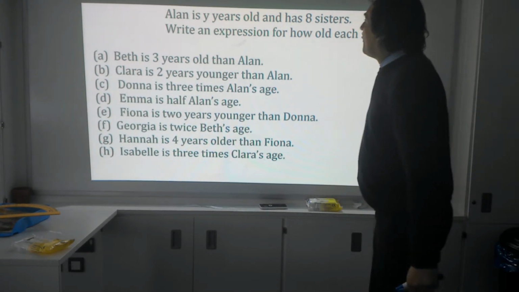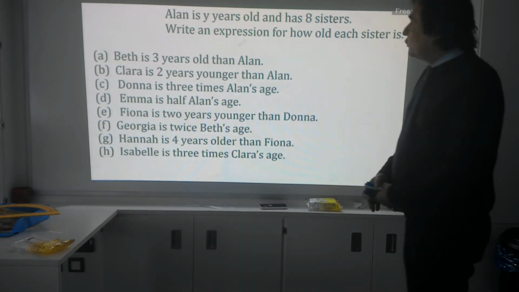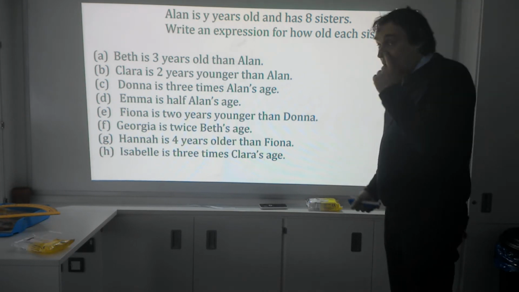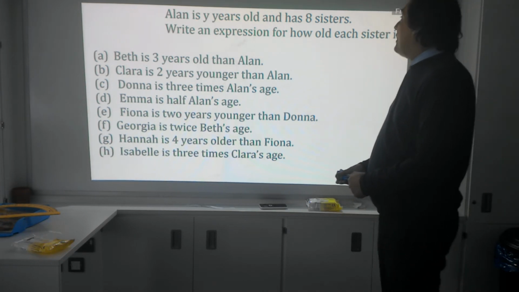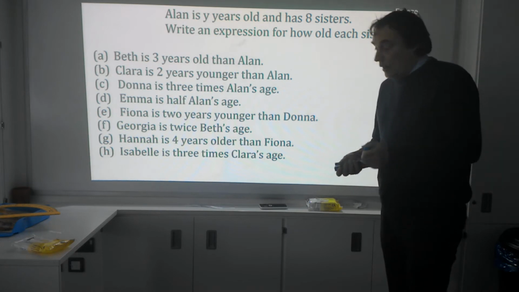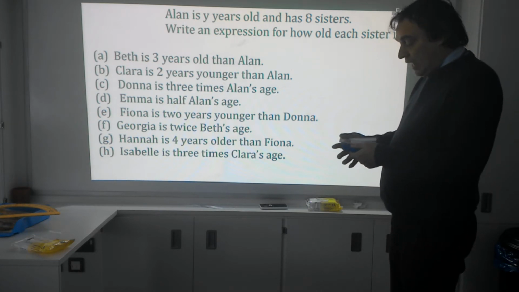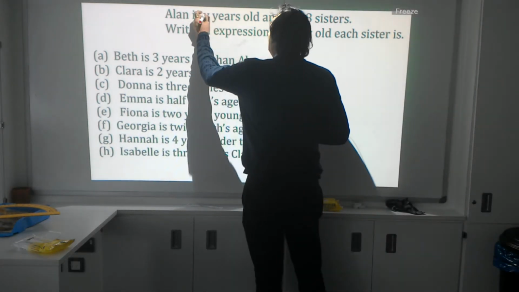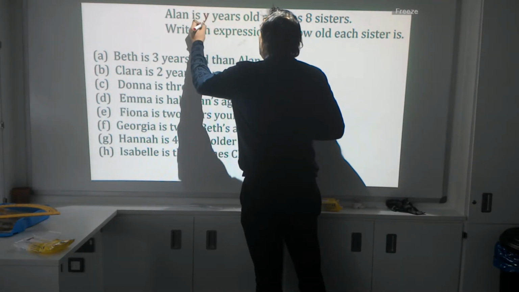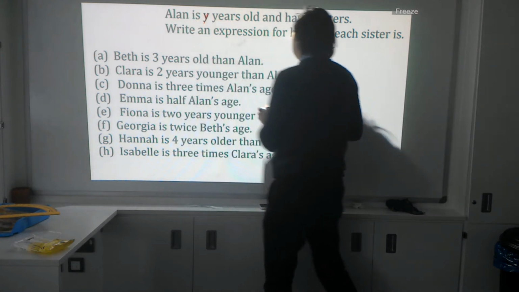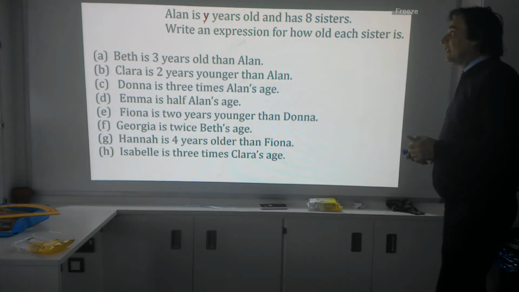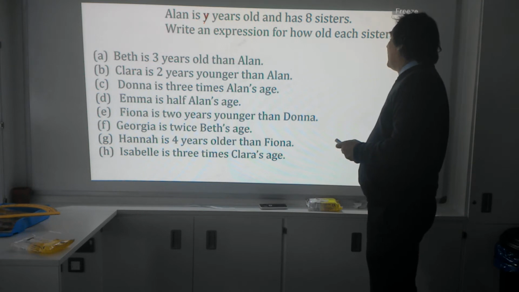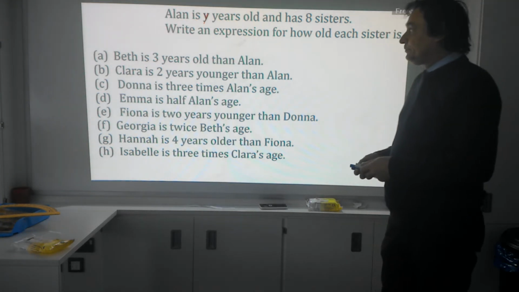Forming algebra expressions. The easiest way to explain this is to introduce you to Alan and his large family. Alan has 8 sisters. Now we're told that Alan is Y years old. So there's his Y. Let's put it in red. Alan is Y years old, and he has 8 sisters. Write an expression for how old each of his sisters is.